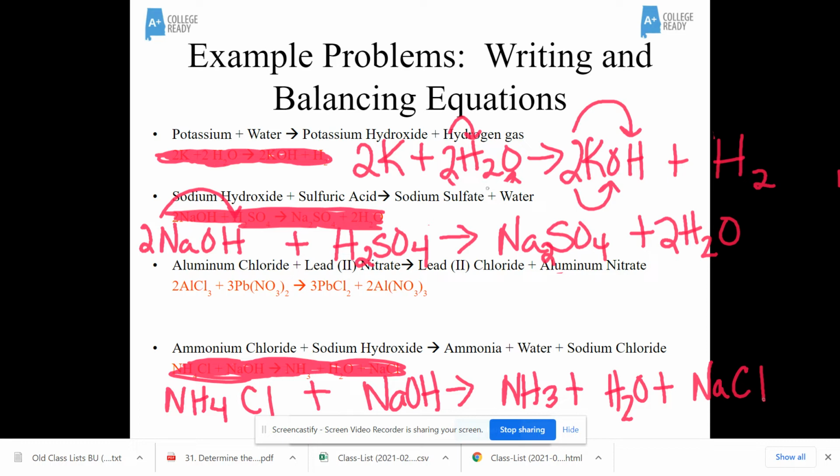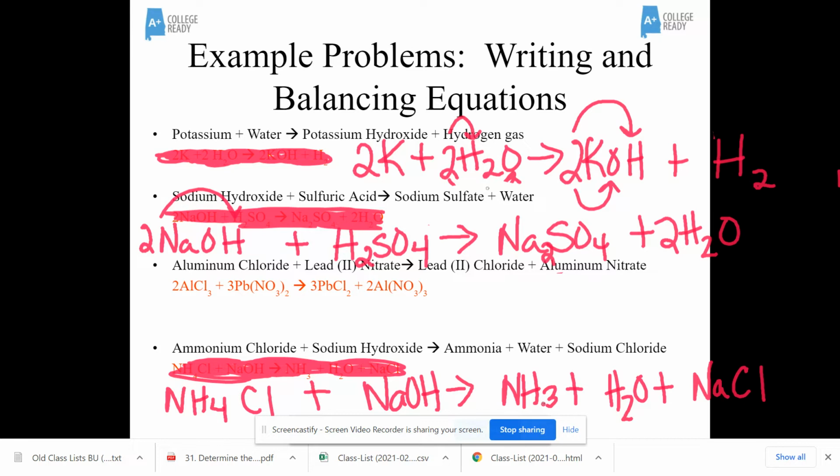All right, so let's look at the nitrogens. 1 nitrogen, 1 nitrogen. Yes, so far so good. Let's look at the hydrogens. I got 4 plus 1 is 5. Over here, I got 3 plus 2 is 5. Hey, so far so good. Chlorines, I got 1. Yes. Sodium, I got 1. Yes, it's balanced. Oxygen, I got 1. It's balanced. Wow. Occasionally, they come out balanced.